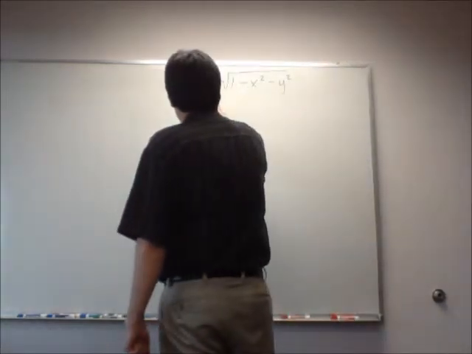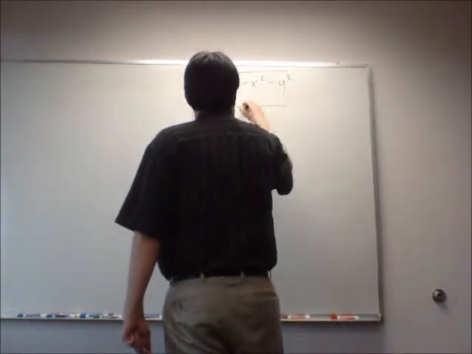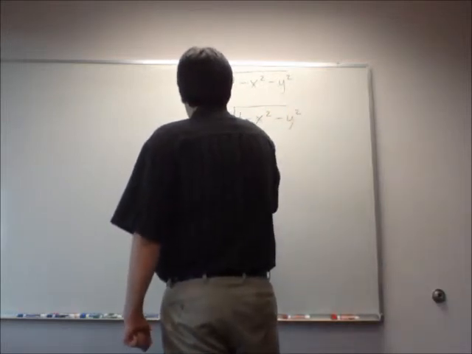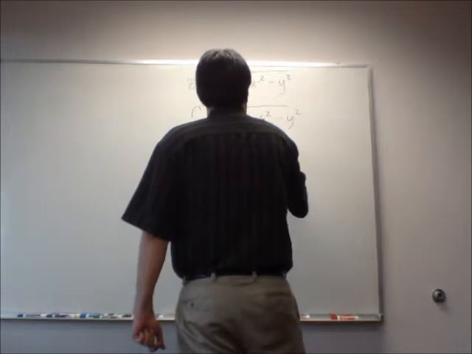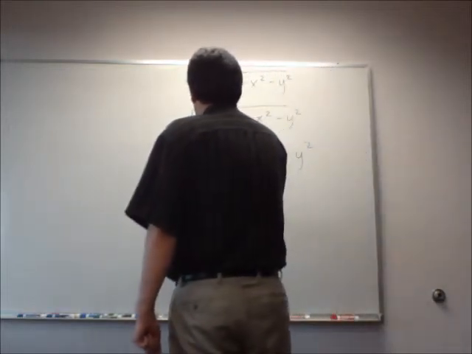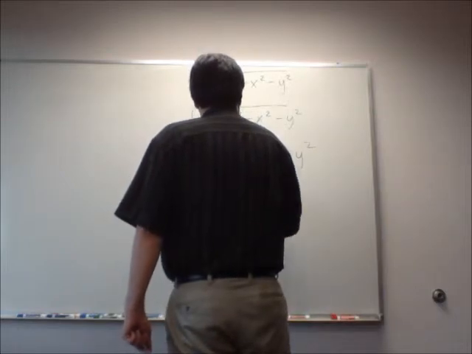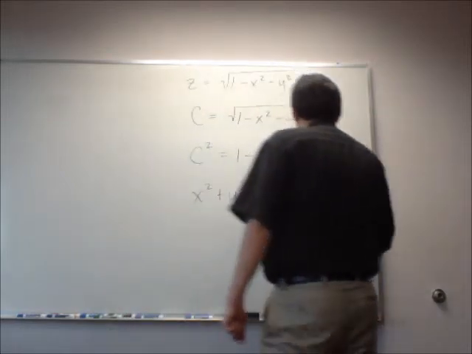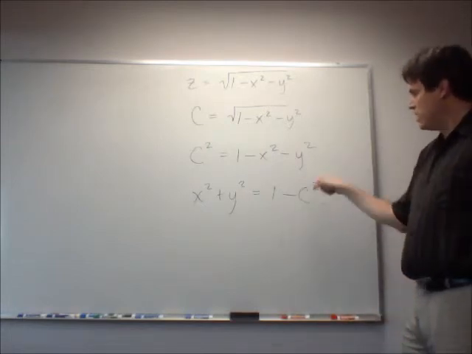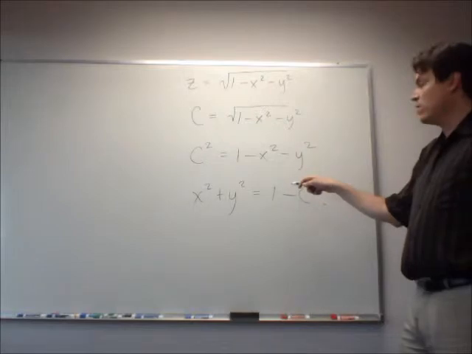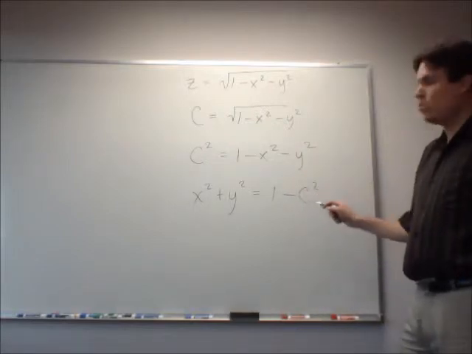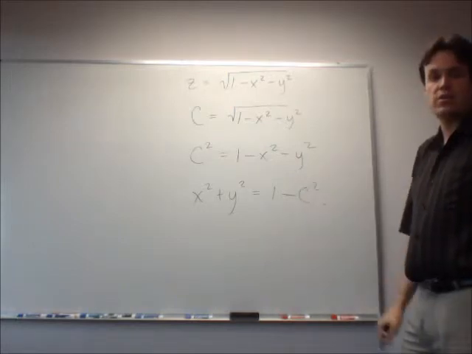In that case, I'm going to get c equals the square root of 1 minus x squared minus y squared. And squaring both sides gives me c squared equals 1 minus x squared minus y squared. And after a bit more rearranging, I get x squared plus y squared equals 1 minus c squared. Now in this case, I know that because this is a constant, what I'm going to have here is likely to be a circle, except I have to be careful this time because if c squared is greater than 1, I actually don't get a circle. I don't get anything at all.